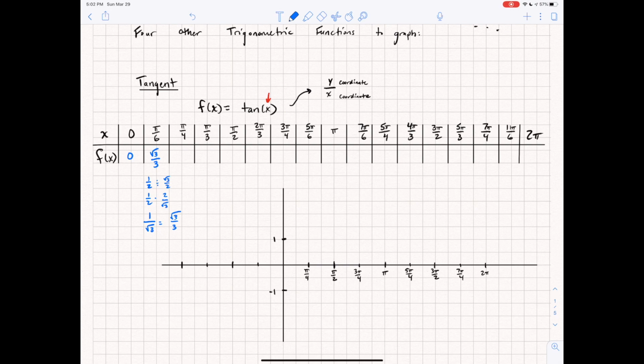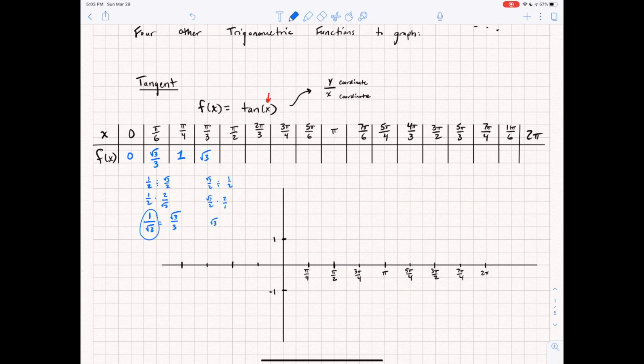Pi over 4, this is where x and y are the same coordinate. So when I construct tangent, this will be radical 2 over 2 divided by radical 2 over 2. This is going to give me 1. And then for pi over 3, this is going to be radical 3 over 2 divided by 1/2. Well, this will be radical 3 over 2 times 2 over 1, which is just radical 3. Notice that pi over 3 for tangent is essentially the reciprocal of this value.